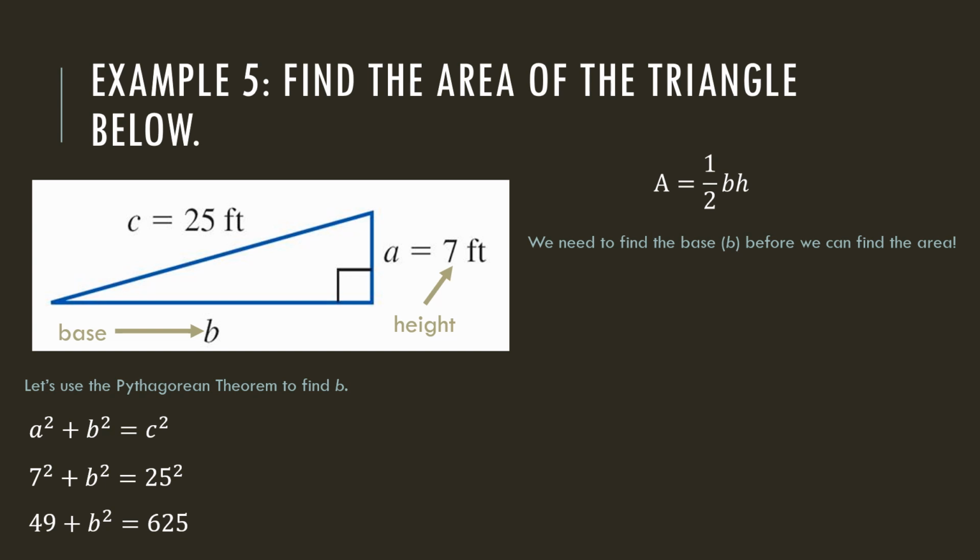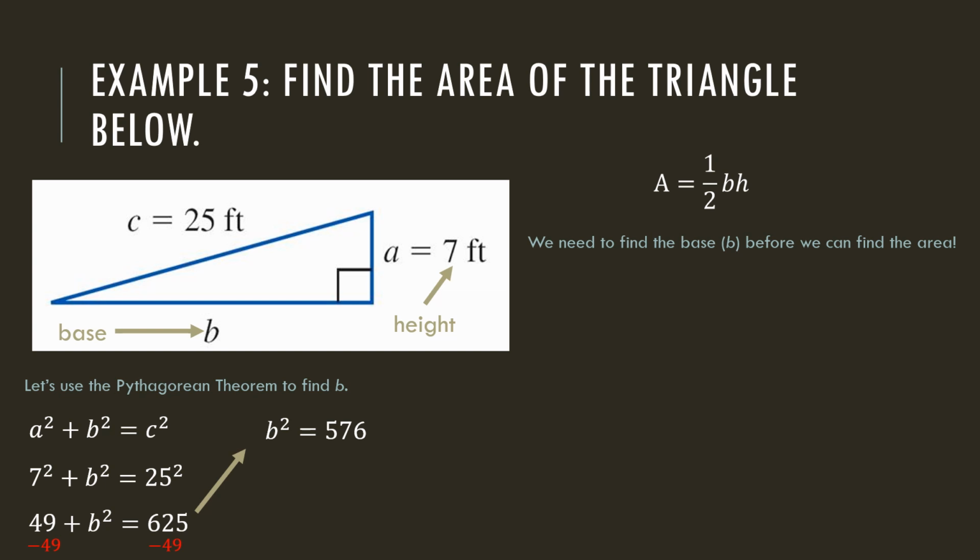All right, so we have 49 plus b squared equals 625. Now you already know what to do next. This is a common step that we do when we're solving equations. We need to get b by itself, so we're going to go ahead and move over 49. So I'm subtracting 49 from both sides. That's going to give me on the left b squared and on the right 576.